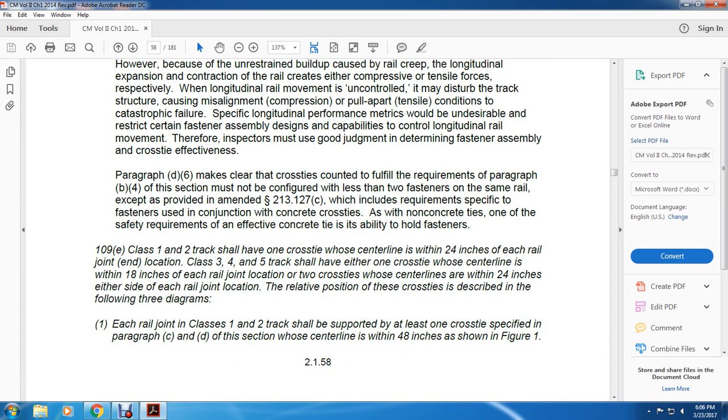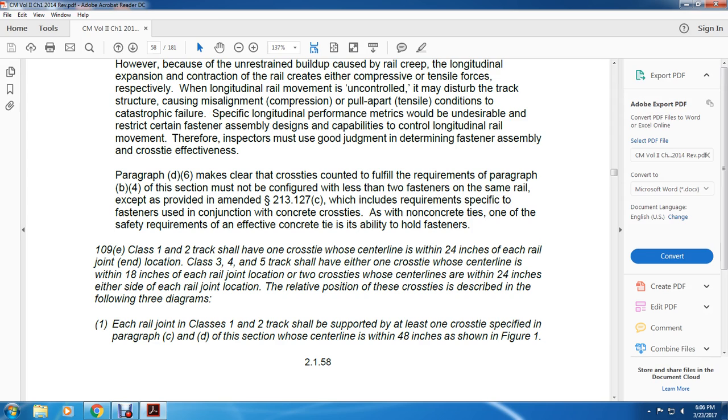Paragraph D6 makes it clear that a cross tie counts if it meets the full requirements of paragraph B4 of the section, and must not be configured with fewer than two fasteners of the same rail, as expected in section 213.127(c), which includes the requirements specific to the fasteners used in conjunction with concrete cross ties. With non-concrete ties, one of the safety requirements of an effective concrete tie is the ability to hold fasteners.